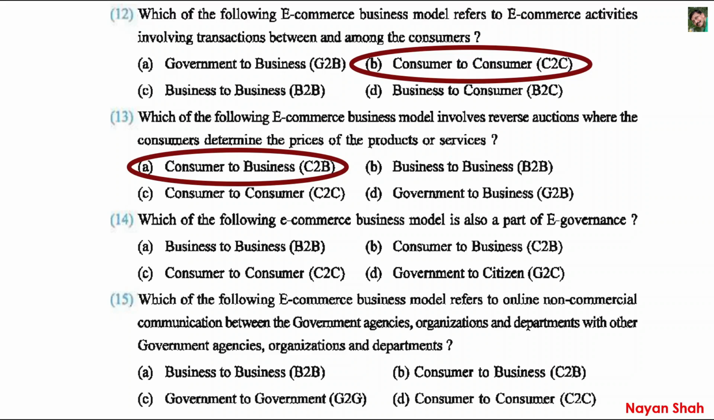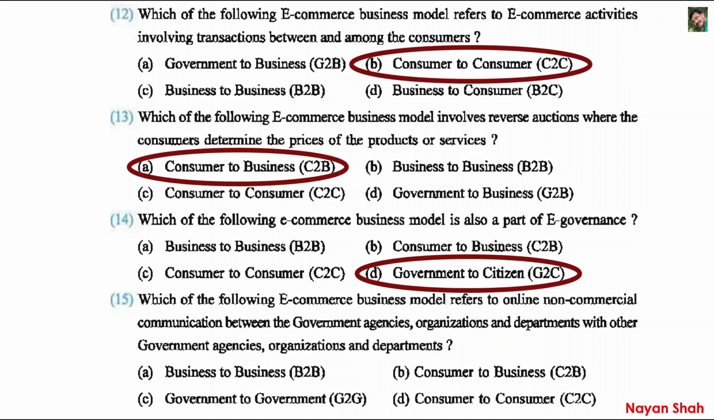Which of the following e-commerce business models is also a part of e-governance? Now, e-governance, when government comes inside, obviously the business model should have G somewhere. So government to citizen. If you see here, very easy options are given: B2B, C2B, C2C and G2C. So obviously the correct answer would be government to citizen, G2C.